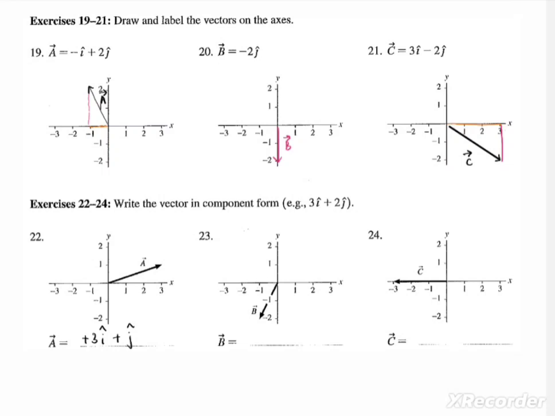In question 23, you see that you go negative 1 in the x component, and then you go down 2, so negative 2 in the y component. So we write negative i hat minus 2j hat.